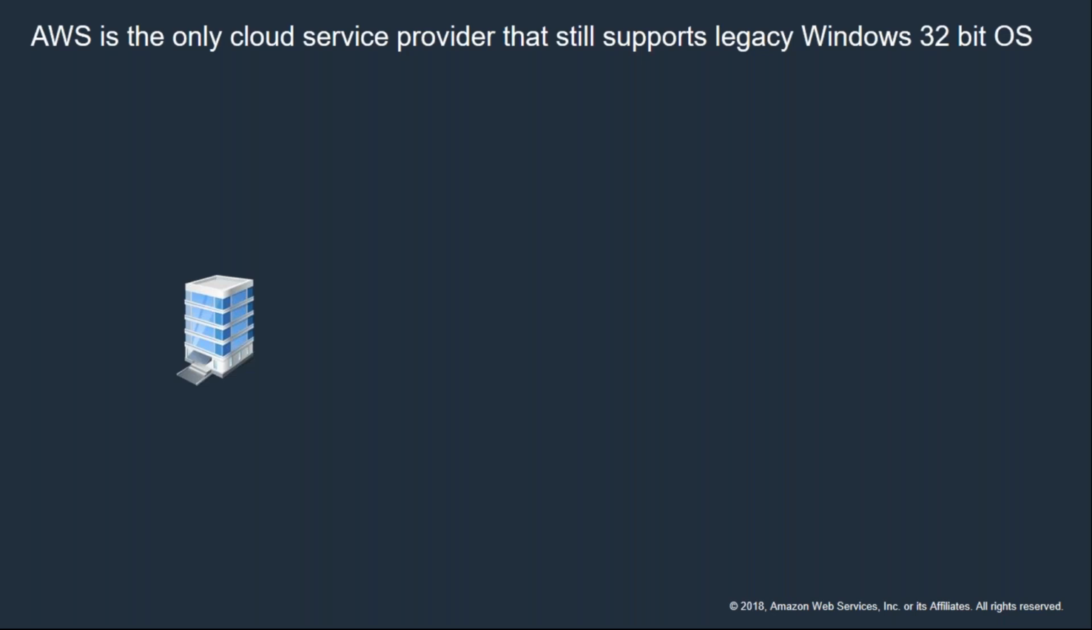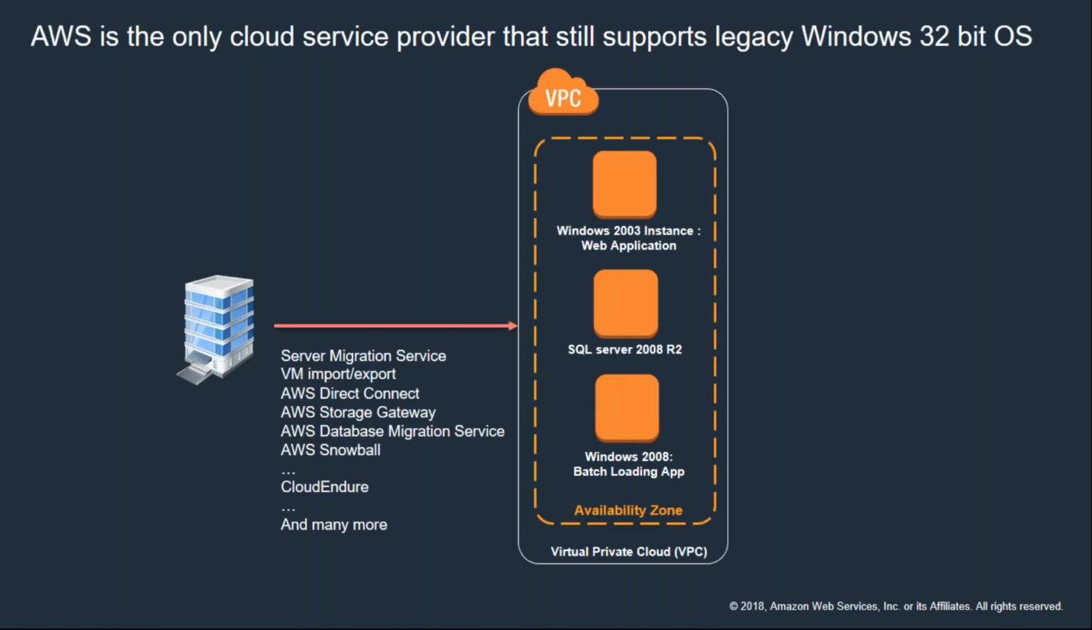So you are now on your on-premise environment, and you may decide to move into the cloud. AWS is the only cloud service provider that still supports legacy 32-bit operating systems, which means that you can lift and shift your old legacy applications, like Windows 2003 machines running a 32-bit operating system, directly into AWS. So you can use tools like Server Migration Service or our partner solution like CloudEndure that can right-click and do live migration into AWS.